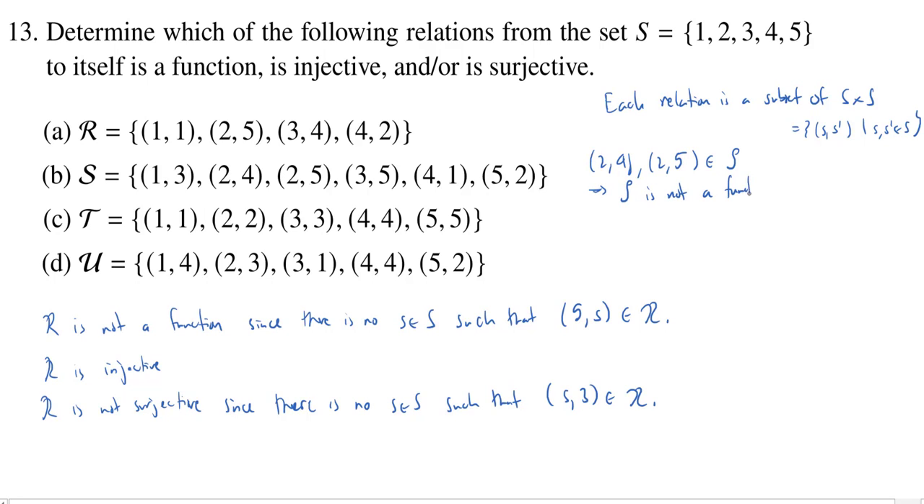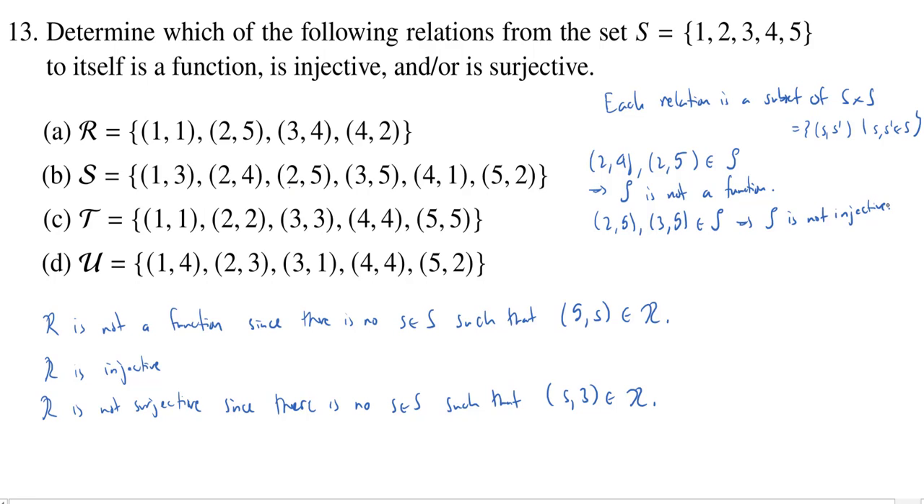All right, is it injective? Well, let's see here. We need to look at the second components. 3, 4, 5, 5. Oh, there's two 5s here. So we have two different inputs, 2 and 3, which would get mapped to the same output, right? 5 has two different preimages. All right, so we have 2, 5 and 3, 5 are in S, and that implies S is not injective.